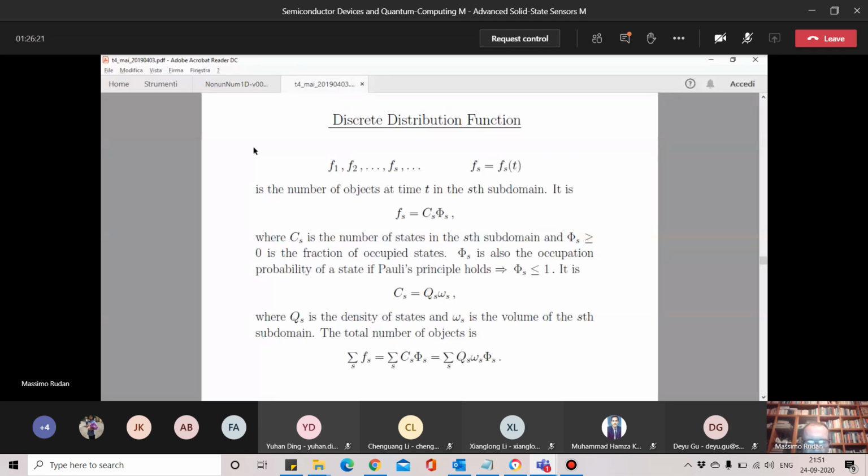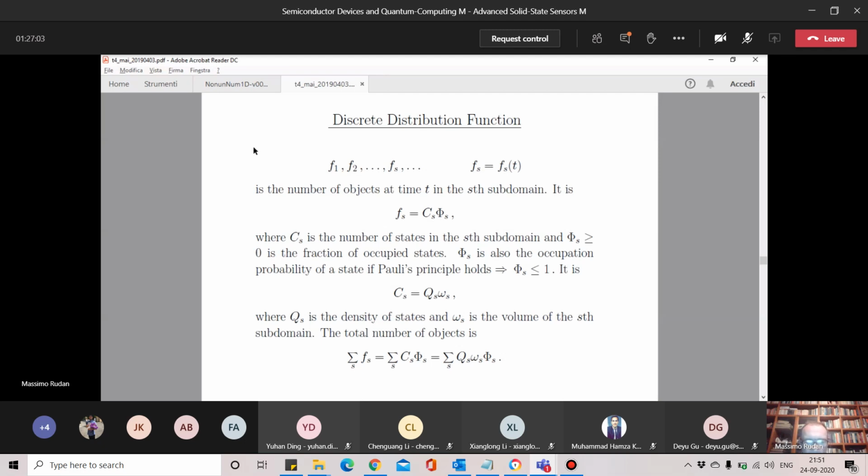Then you can still elaborate on this. For instance, if CS is the number of seats in the room, you can consider that this number of seats is equal to the product of the density of the seats, that is the number of seats per unit area of the room, times the area of each seat.